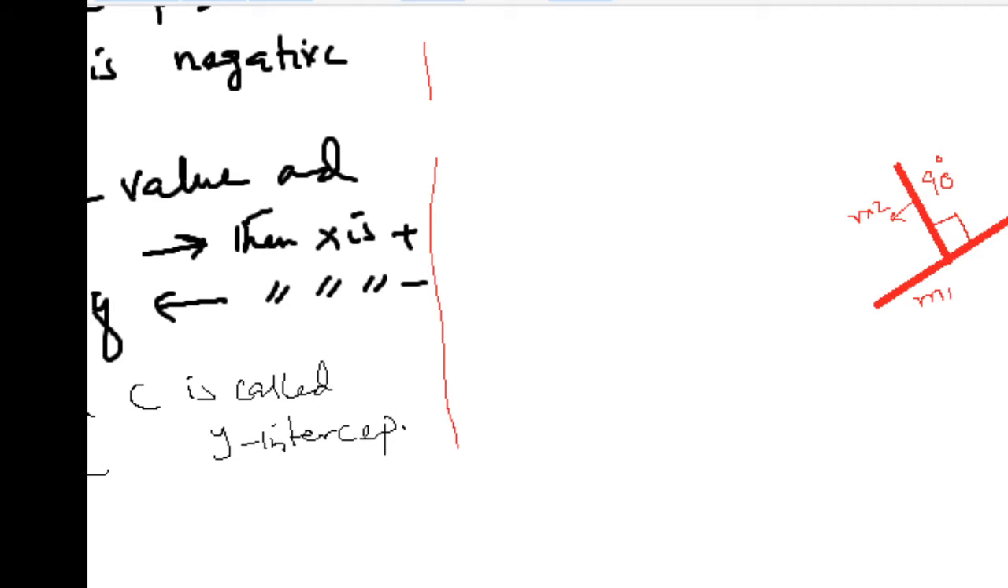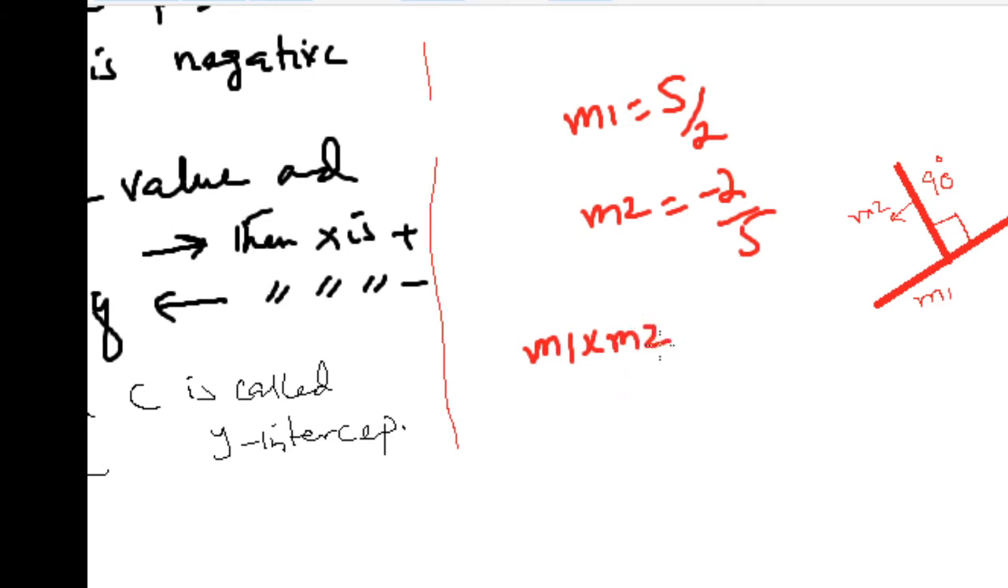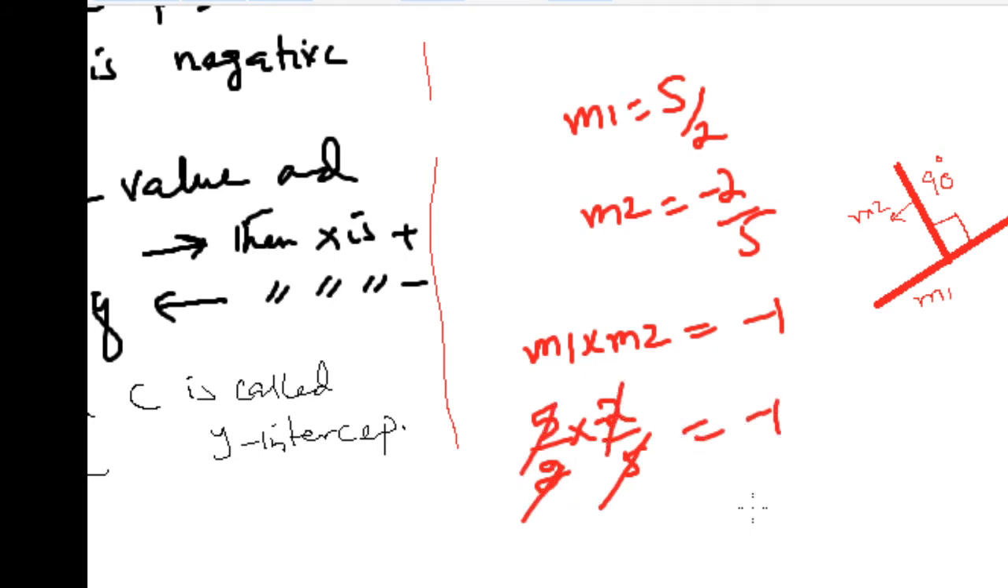Parallel lines have the same gradients. See, they both will be the same. And for perpendicular lines, if m1 is 5 over 2, m2 will be minus 2 over 5. And see, m1 times m2 should give you minus 1. Like m1 is 5 over 2, m2 is minus 2 over 5. So 5 cancels with 5 and 2 cancels with 2, so the result is minus 1.